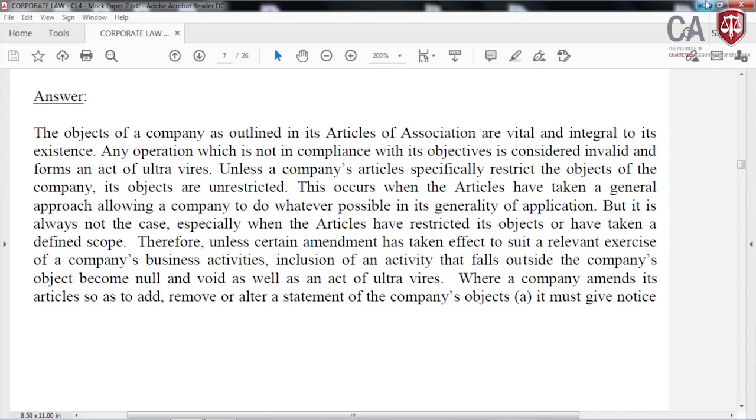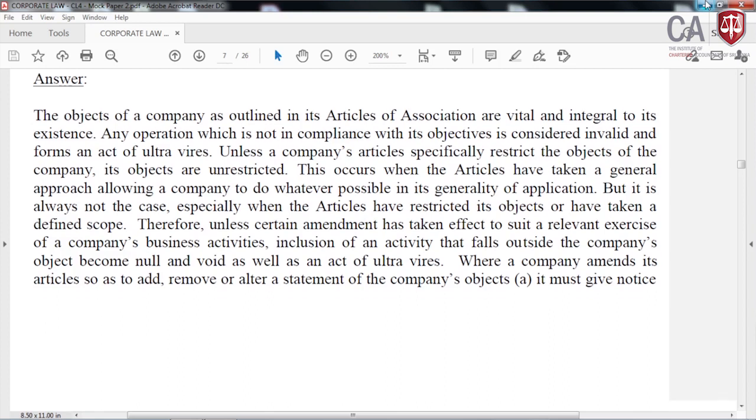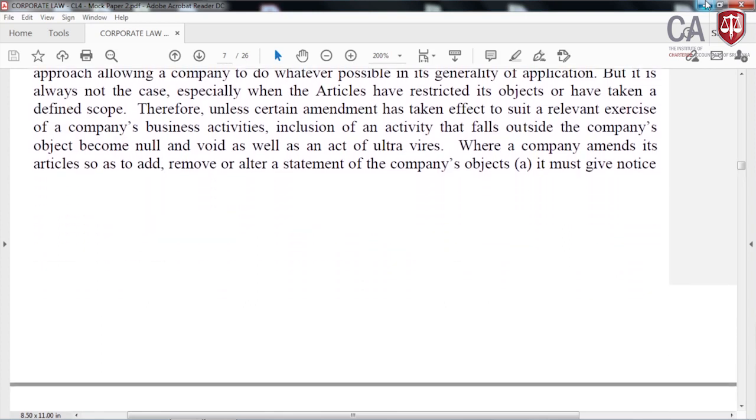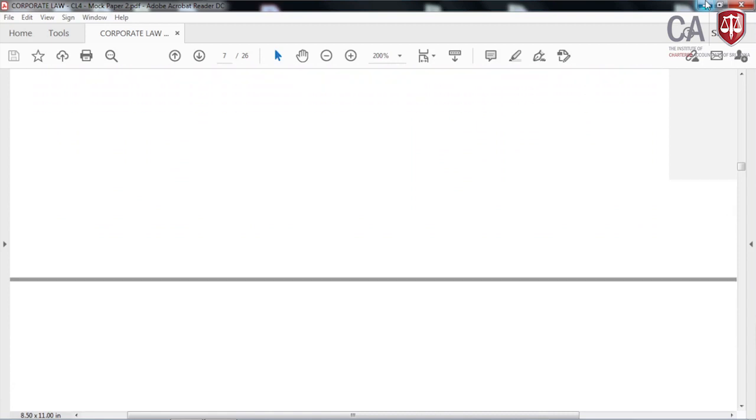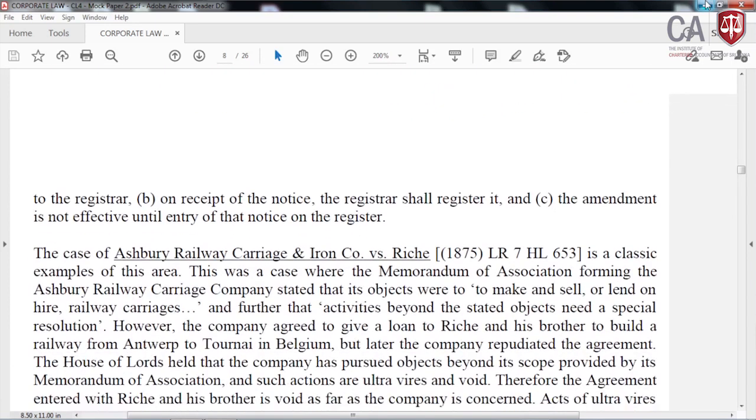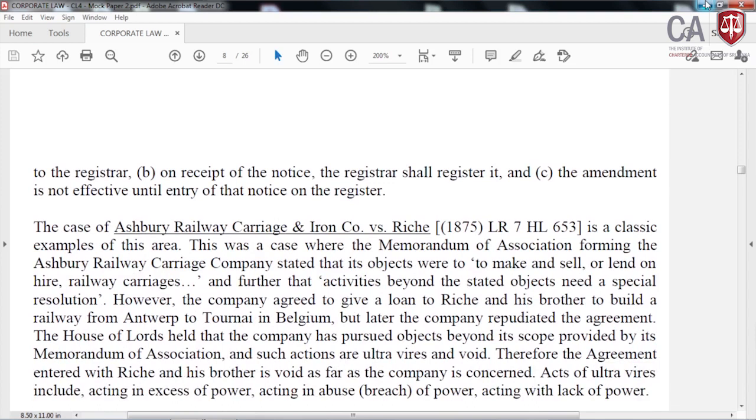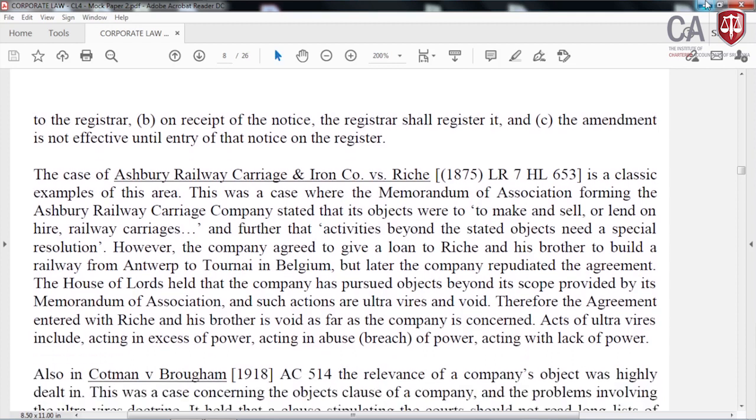Where a company amends its articles so as to add, remove or alter a statement of the company's objects, it must first of all give notice to the registrar of companies, and on receipt of the notice the registrar shall register it, and finally the amendment is not effective until entry of that notice on the register. So, what I have done in this answer first and foremost is give an overview of what purposes or objects of a company really means as per the articles of association.